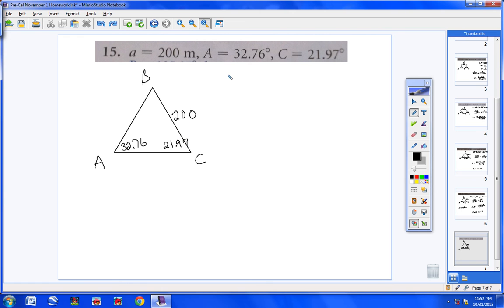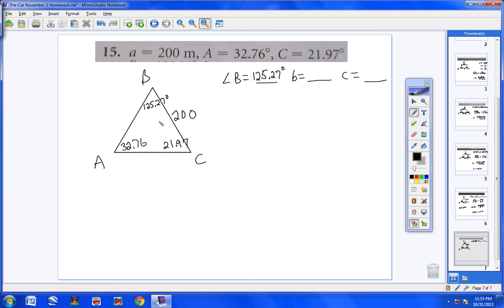So first of all, I realize I'm looking for angle B, side B, and side C. Well, I'm going to find the angle first. I'm going to take 32.76 plus 21.97 with my calculator, add them together and subtract from 180. Well, that would leave me an angle here of 125.27. Now, I know it doesn't look like an angle of 125 degrees, but I'm really not concerned if my triangle is drawn to scale. That's not a big deal to me. I just want to get a picture of what's going on.